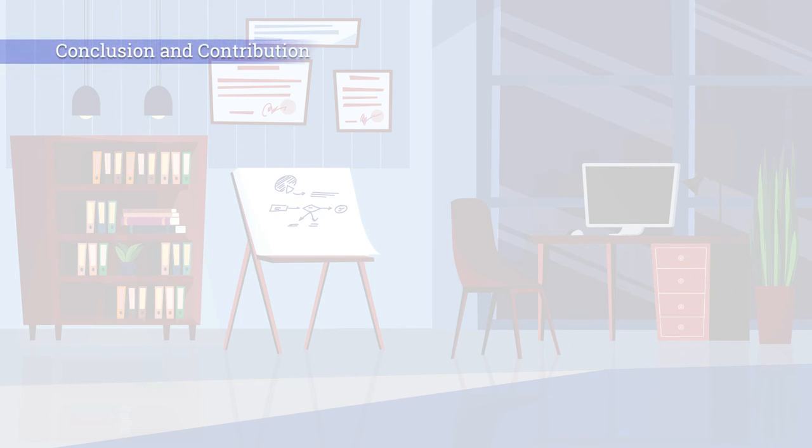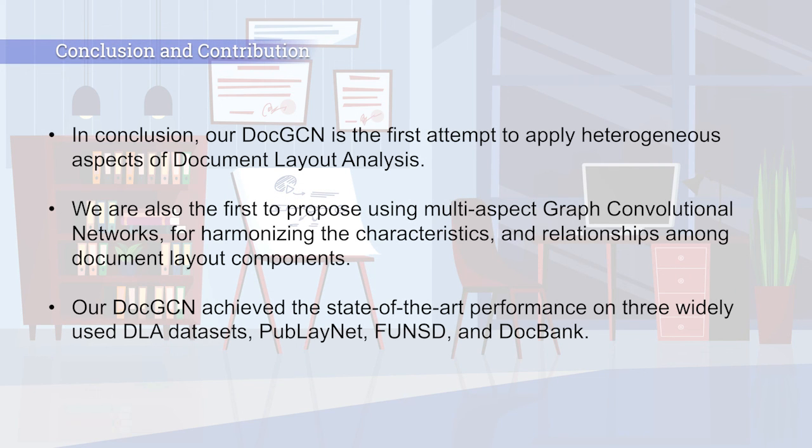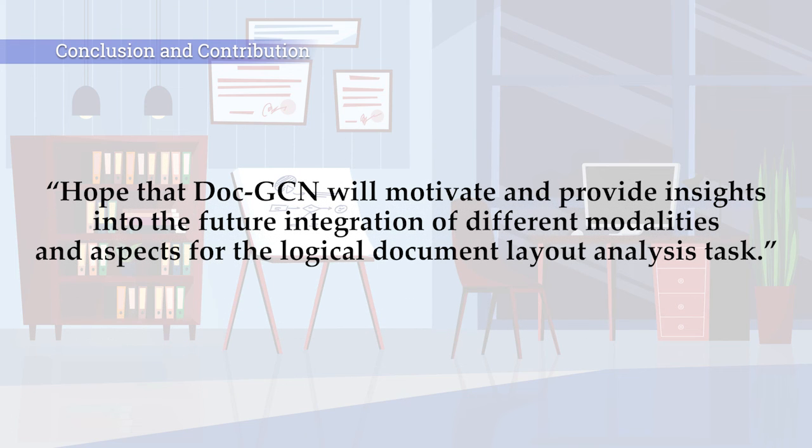In conclusion, our Doc-GCN is the first attempt to apply heterogeneous aspects to document layout analysis. We are also the first to propose using multi-aspect graph convolutional networks for harmonizing the characteristics and relationships among document layout components. Our Doc-GCN achieves SOTA performance on three widely used DLA datasets, PubLayNet, FUNSD, and DocBank. We strongly hope our Doc-GCN will motivate and provide insights into the future integration of different modalities and aspects for DLA tasks.